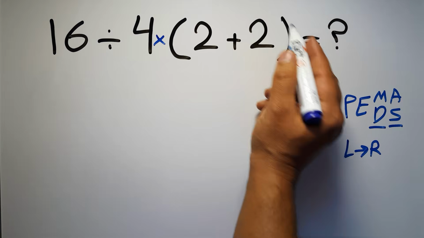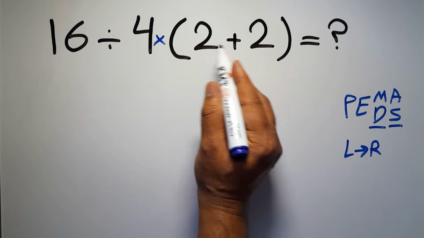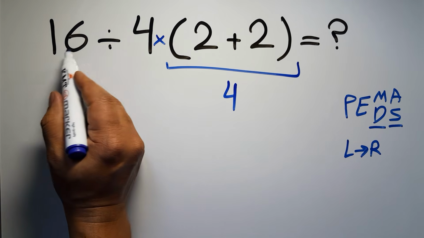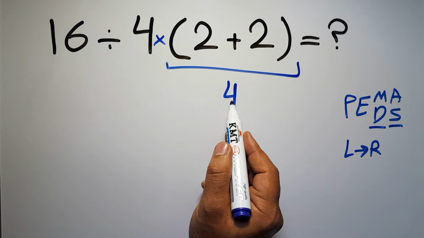So first we have to do this parenthesis. Inside this parenthesis we have 2 plus 2 which equals 4. So 16 divided by 4 then times 4.